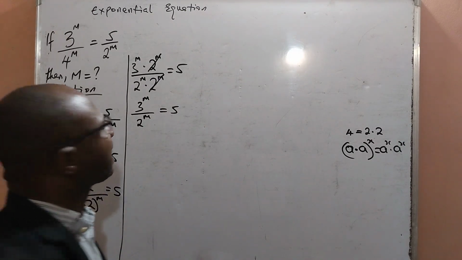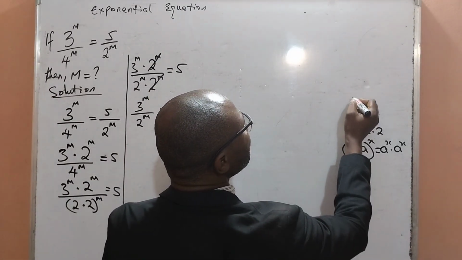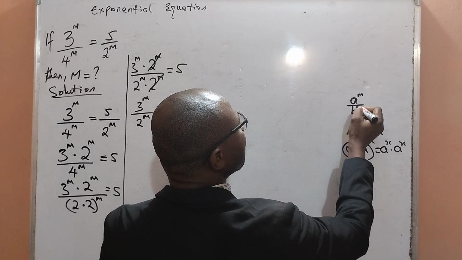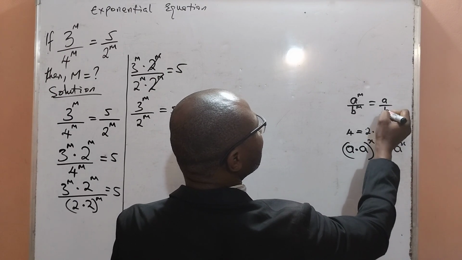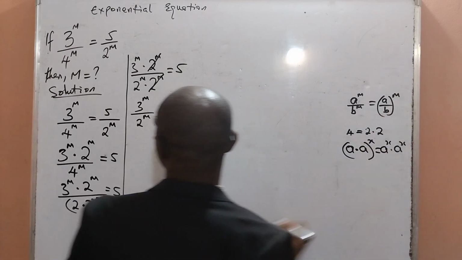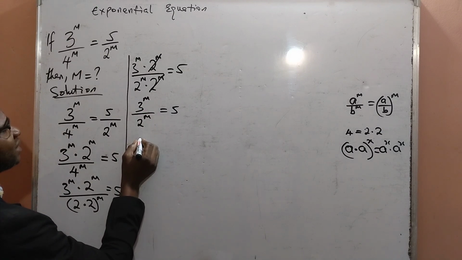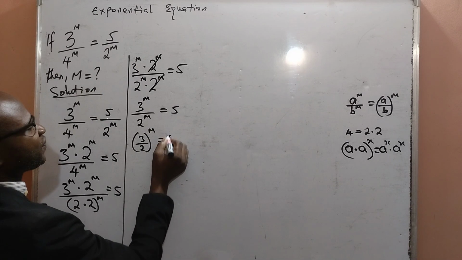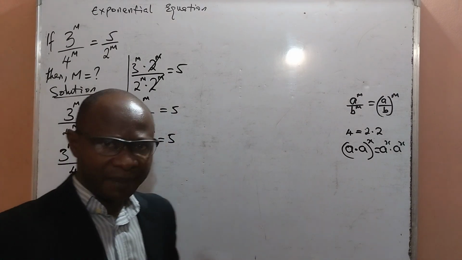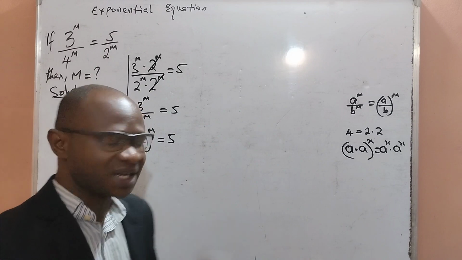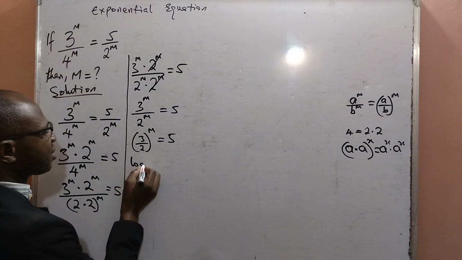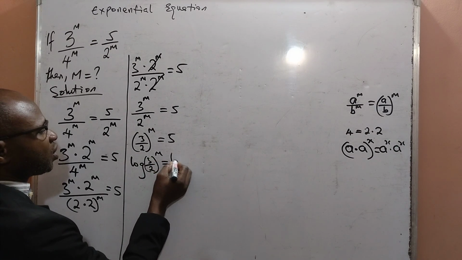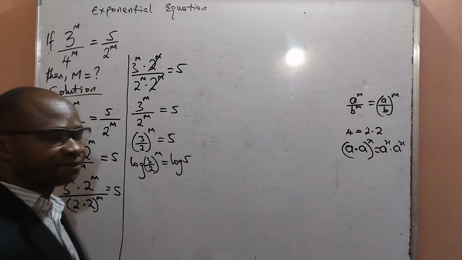At this point, I can apply the law of indices that says that a raised to the power m over b raised to the power m is the same thing as a over b all raised to the power m. That means I can now write here that 3 over 2 raised to the power m is equal to 5. At this point, permit me to take logarithms to both sides, and that is what should be done next. So the log of 3 over 2 raised to the power m is equal to the logarithm of 5.